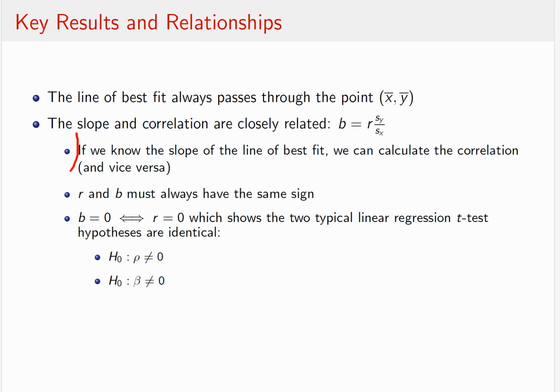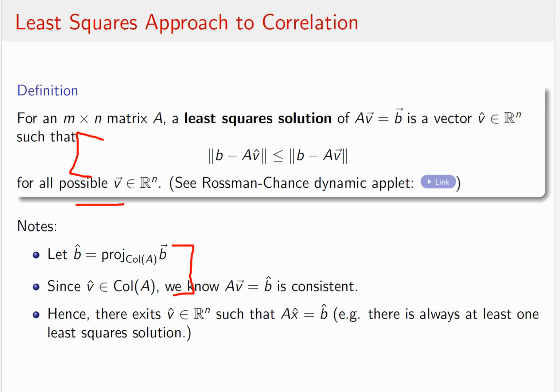We can actually calculate R from B and B from R if we know the standard deviations. But I just showed you how R and B must always have the same sign. And here is the standard hypothesis, which we will look at more in a moment. You can look at the least squares approach. This is how in linear algebra we do it.